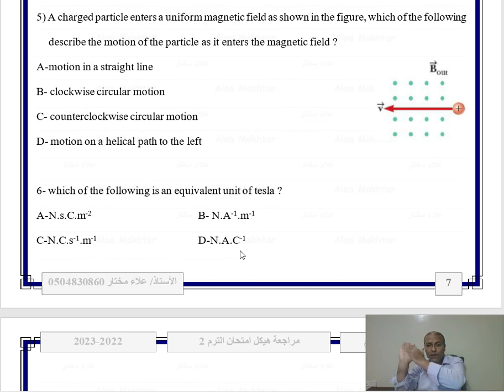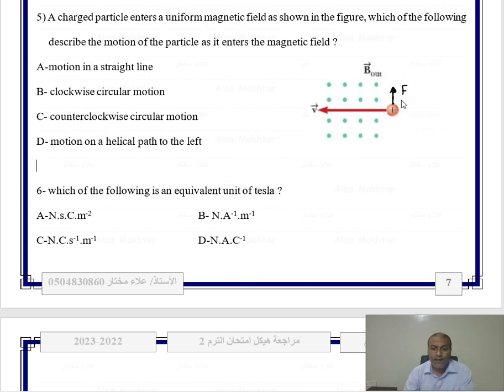Positive charge, it means the force is up. I draw the arrow referring to up, the force direction. In this case, this particle will move in a circle around this force. It keeps changing direction between V and F. It will move in this direction between V and F in a circular path around F, in a clockwise direction. Motion in a straight line? No. Clockwise circular motion? Yes.